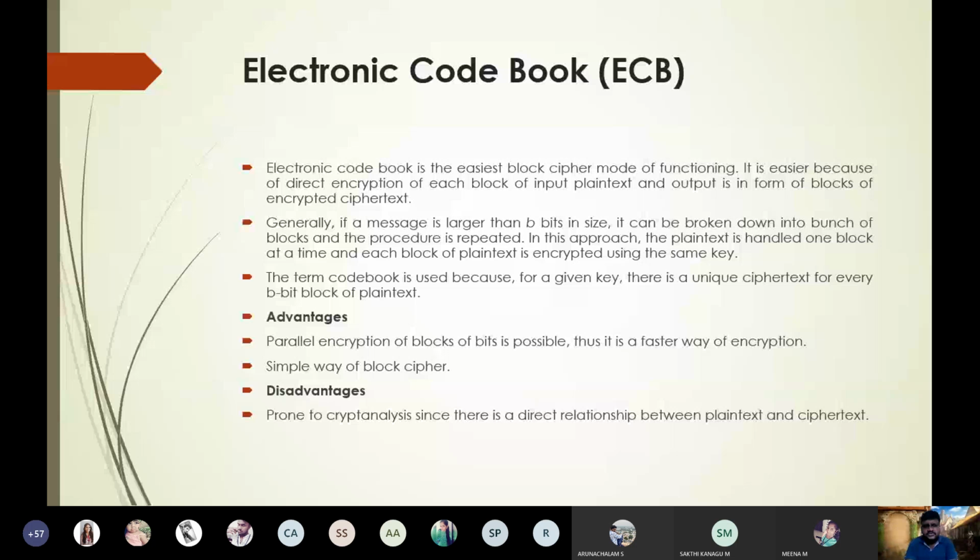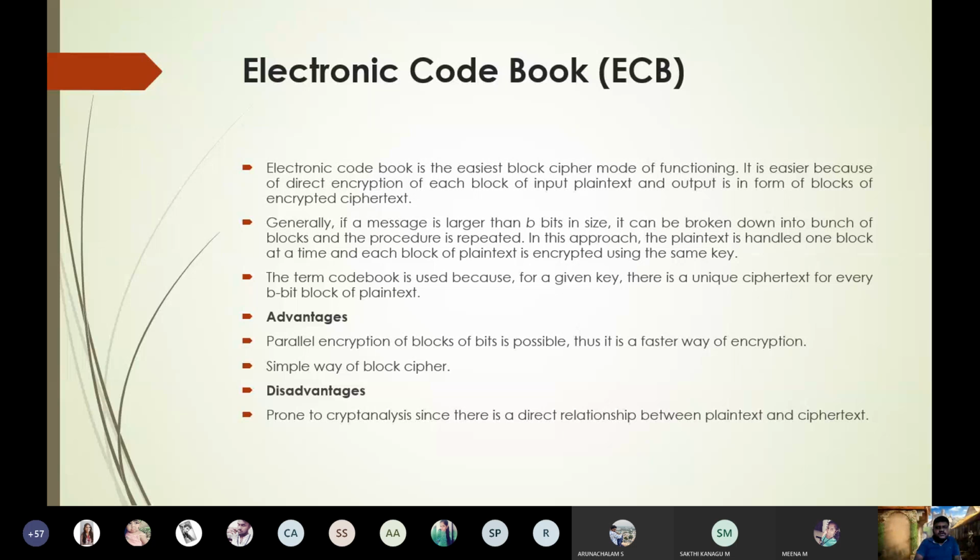Parallel encryption means, as we have seen in the last slide, some function. Now if that input is more than the fixed one, I can divide it into two, and these two functions will be worked, taking place parallelly. So this is an advantage of electronic codebook. The second one is that it is a very simple way, the simplest way.